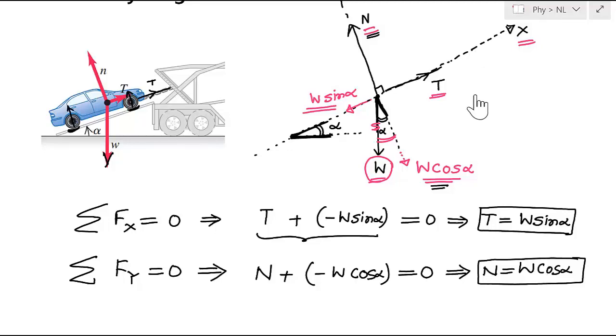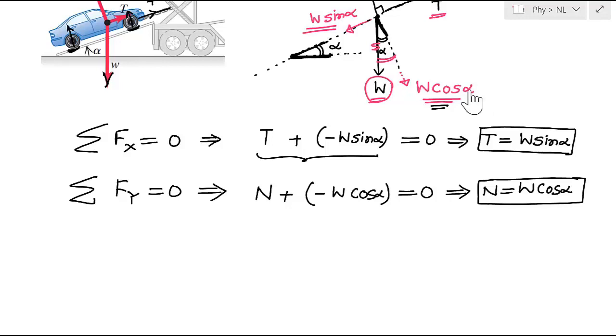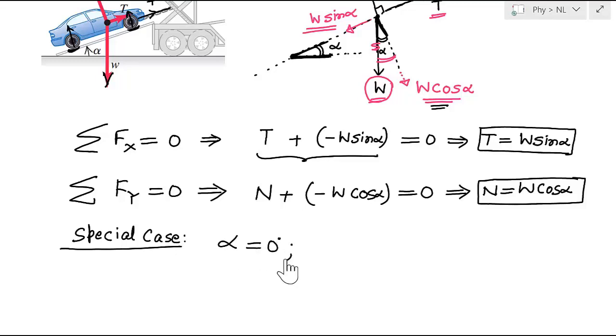Now consider a special case of alpha. Let's say two special cases we can consider. First is alpha equal to 0 degrees. When alpha is 0 degrees, what will be the value of T? Sine alpha, sine 0, is 0. So T is equal to 0. And what will be the value of normal reaction? Normal reaction will be W cos 0, that is W times 1. So this is equal to W.